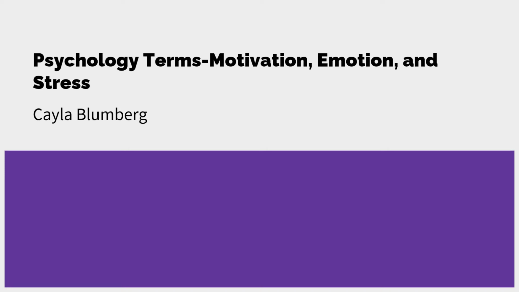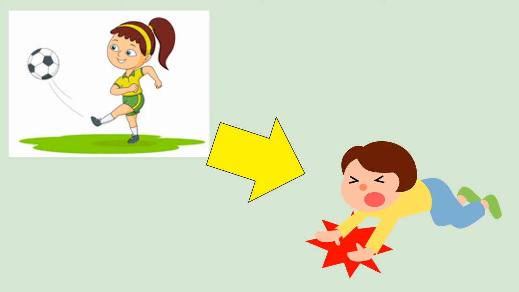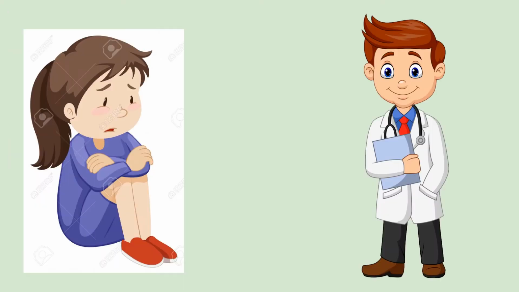These are my psychology terms for motivation, emotion, and stress. Jill was out playing kickball with her friends. When it was her turn to kick the ball, she missed, tripped, and fell to the ground. She first felt the pain of her landing on the ground, and then she felt sad. She had two awful choices, either to go to the doctors or to sit out the rest of the game.